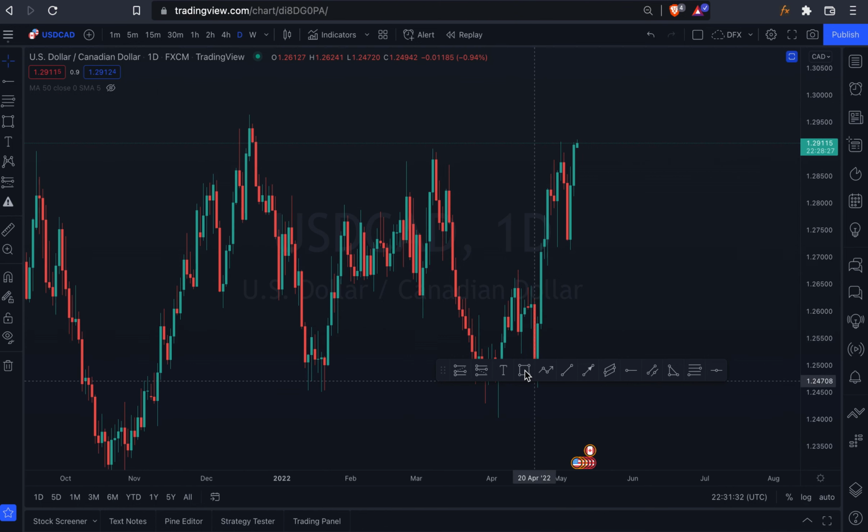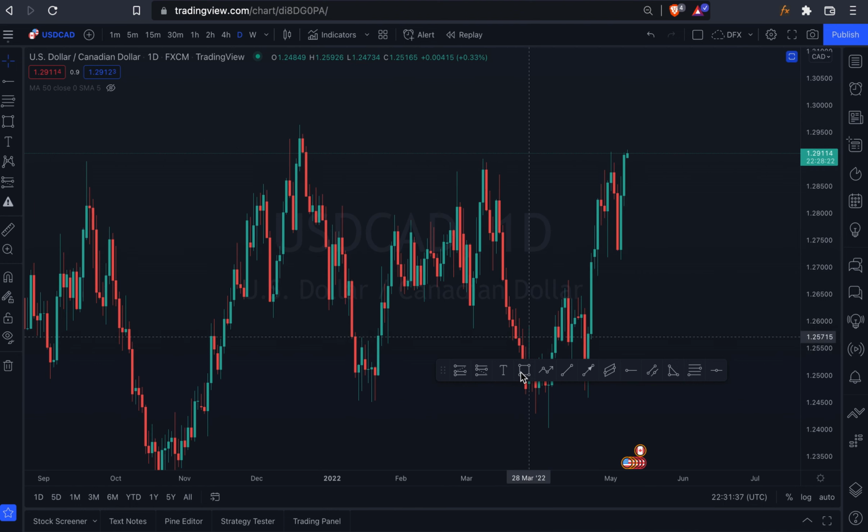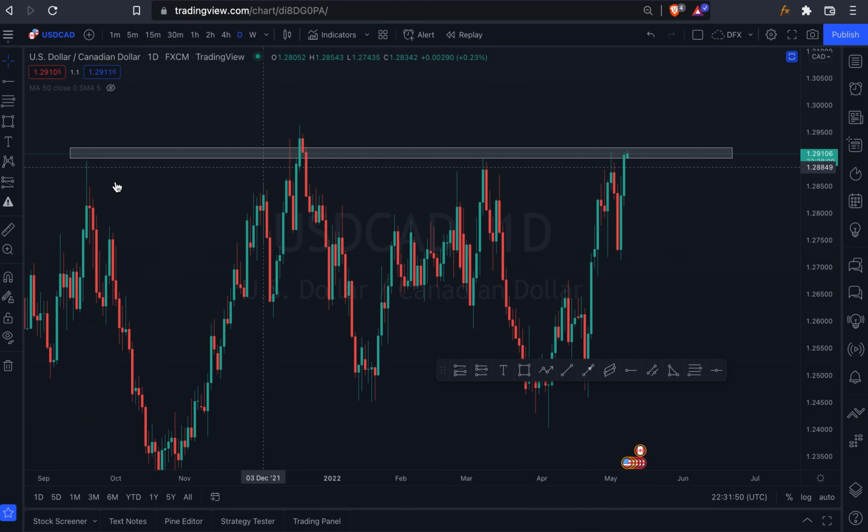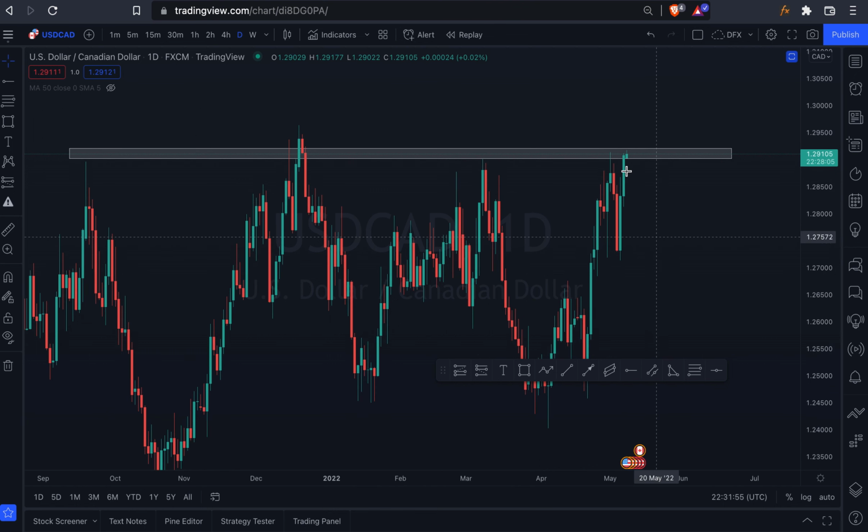This is the daily. First of all, I'd love to draw this zone. This zone is my resistance zone because price has tested it one, two, three, four times, and this is the fourth time. Mostly, price breaks out of it the third time, but that didn't happen. So that's our zone, and next is our support, probably here.